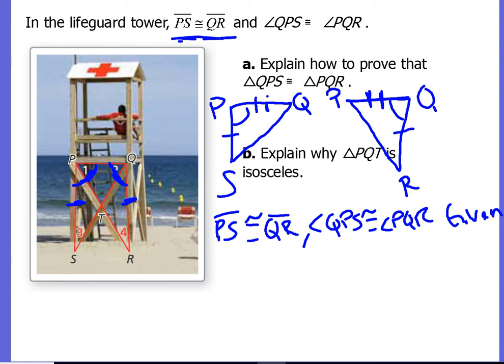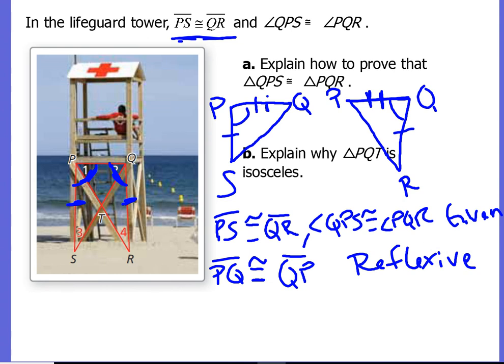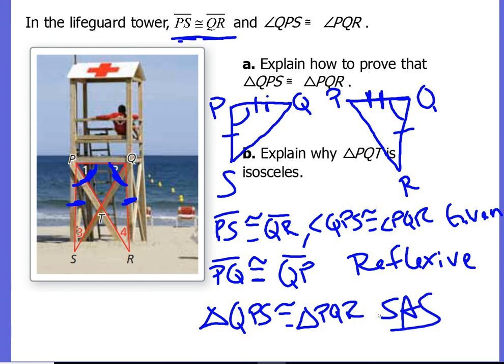We said earlier that we had a reflexive property happening. So we have reflexive property, meaning that PQ is congruent to itself. And if I go PQ, it means I have to reverse the order and go QP for this round. That is our reflexive property. And last but not least, we identified it as being side angle side. So triangle QPS is congruent to triangle PQR by the side angle side triangle congruency theorem.